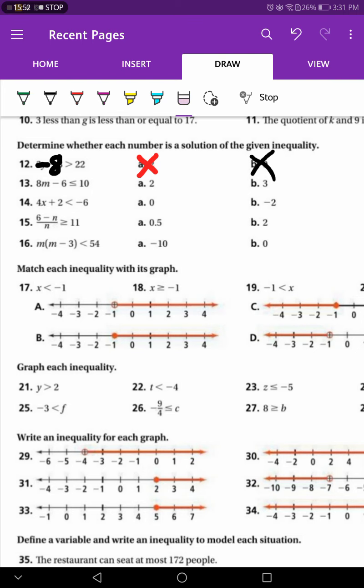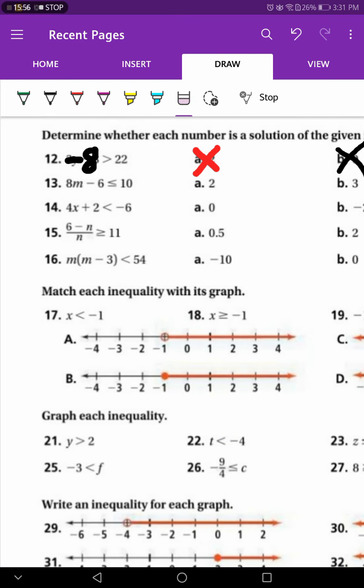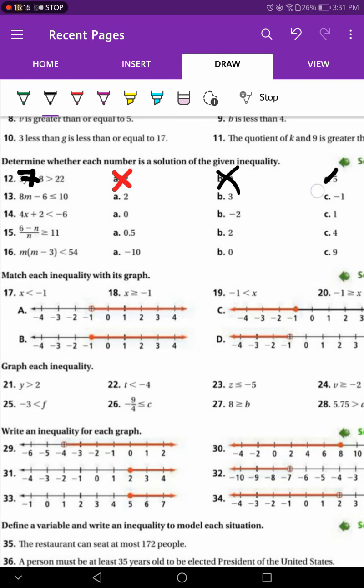The last one, which is 5. Now I put the 5 instead of the y here. Easy. 3 multiplied by 5 equals 15. 15 minus 8 equals 7. So here I have 7. Is 7 greater than 22? No. So it is not correct. It is not the solution of this inequality.